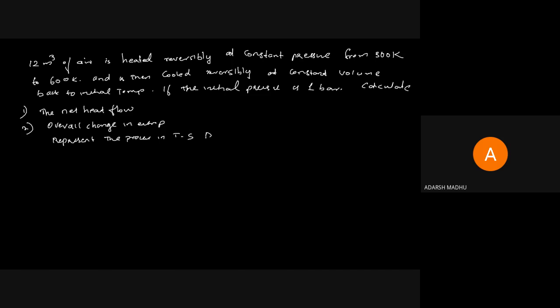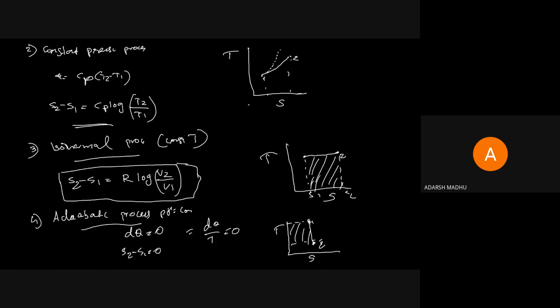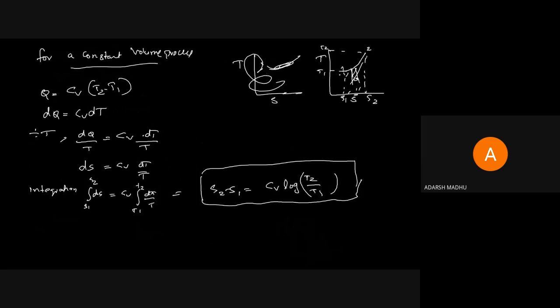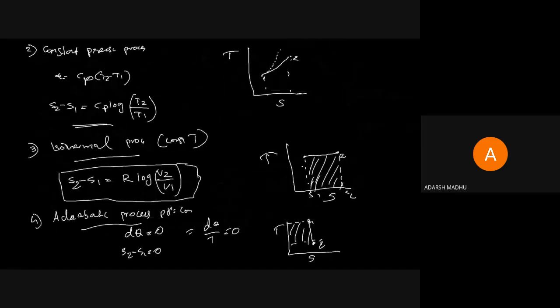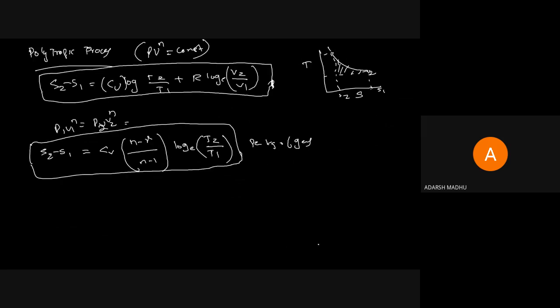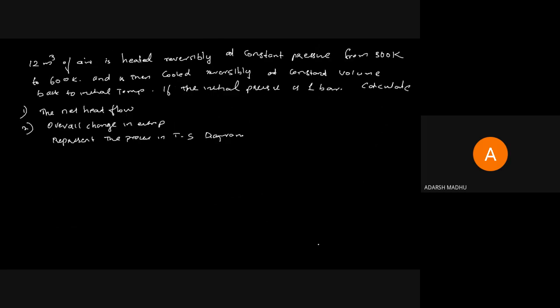So we can initially draw a TS diagram. You must know the figures of the particular processes. The constant pressure process figure is like this. For the constant volume process, the figure is like this. For an isothermal process, the figure is a horizontal line. The adiabatic process is a vertical line. And a polytropic process is a curve. So you must know the exact slope of the graph, so you can draw the TS diagram initially itself.